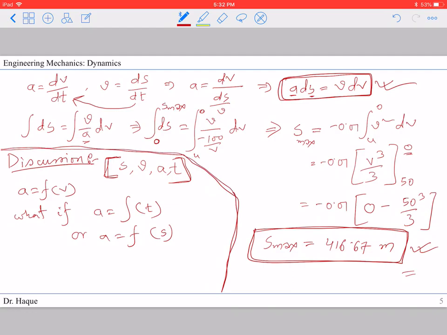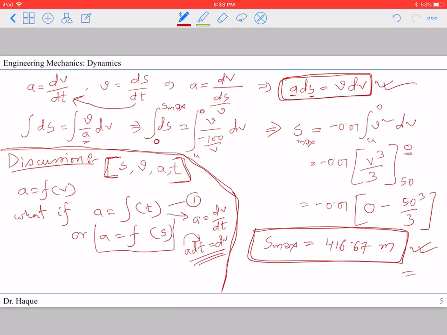Well, for the first scenario, acceleration is given as a function of time, so we can still start with a equals dv over dt and solve as a dt equals dv, and we can perform integration on those because a is a function of time, so it will be perfect with this. And then we can go for the solution.